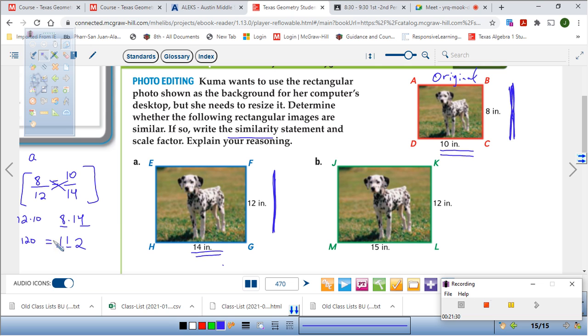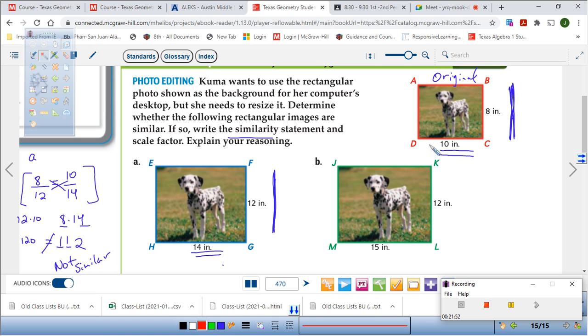Are these things congruent? Let me see if my chat is working, guys. Is my chat working? Not congruent. So are these things similar? Not similar. See, this one and this one are not similar.